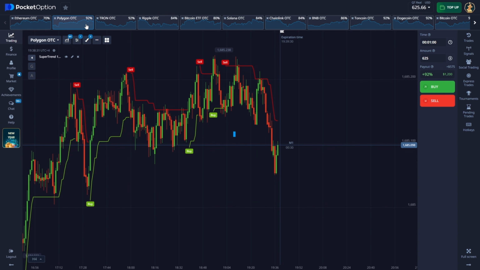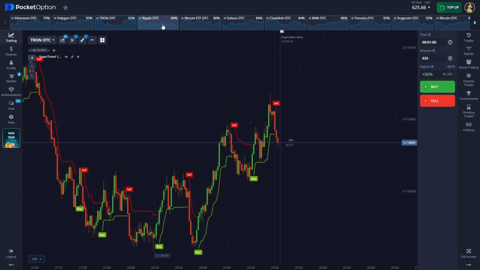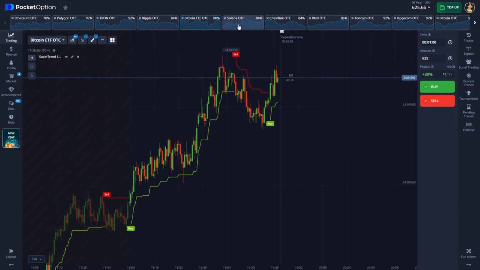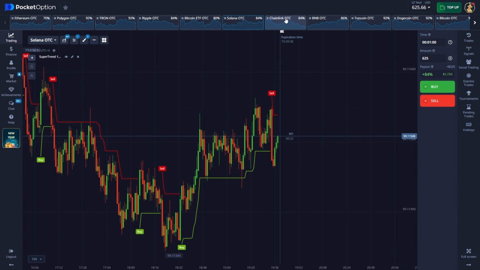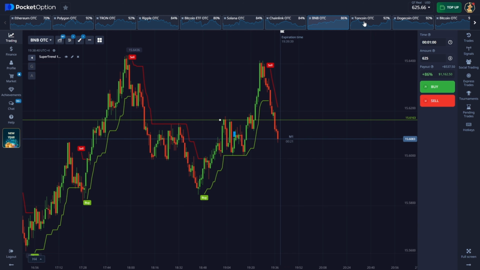In this strategy, if the candle closes with a sell signal, we can take a trade for the downside move. If the candle closes with a buy signal, we can take a trade for the upside move. But remember, always trade in the direction of the trend.